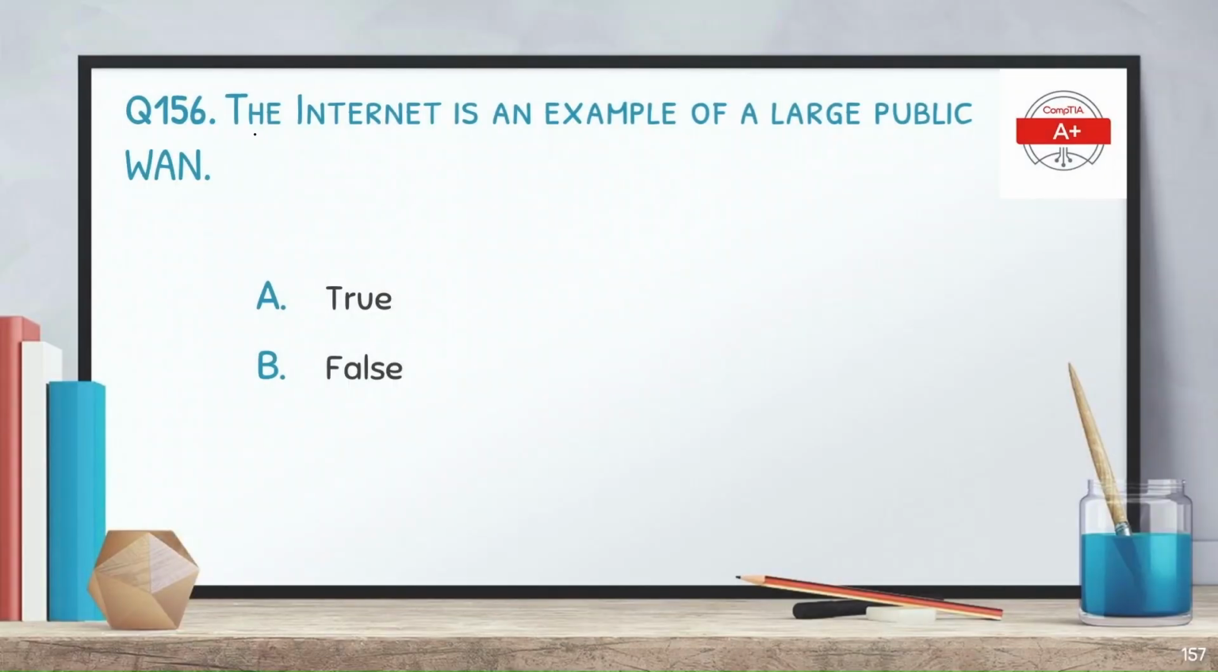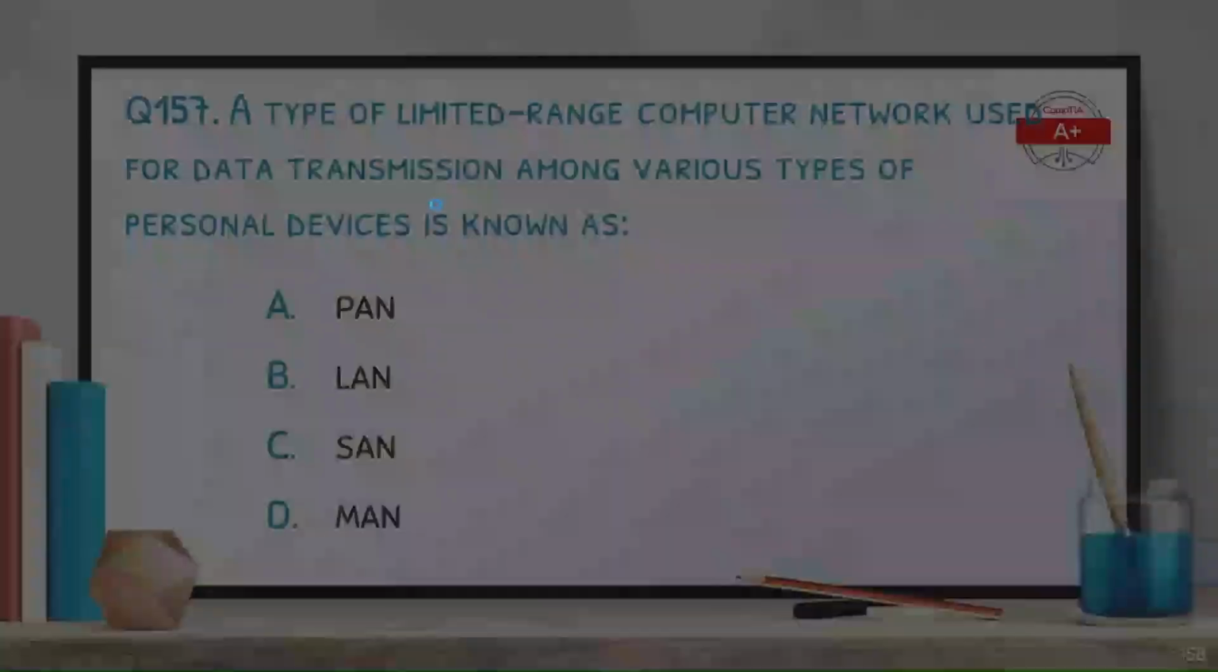Question number 156 is that internet is an example of large public WAN. And options are true and false. And the correct option is true. Of course, the internet is an example of WAN.